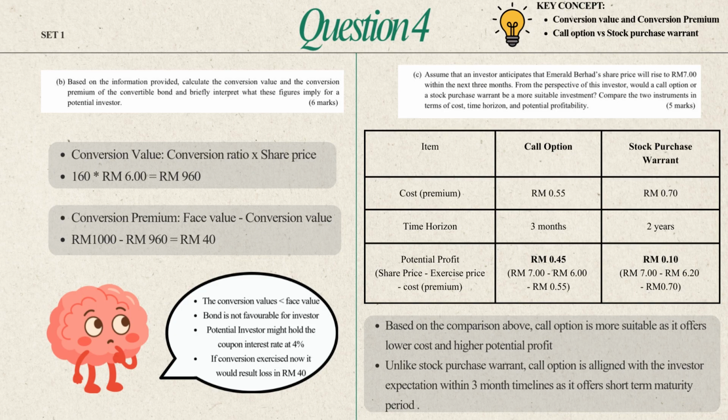By doing a table of comparison, we can see the differences better to determine which is the best financial instrument for the investor. Summarized from the table, the call option costs 55 cents and lasts for 3 months.